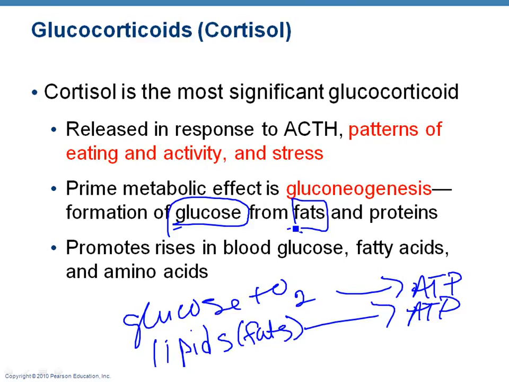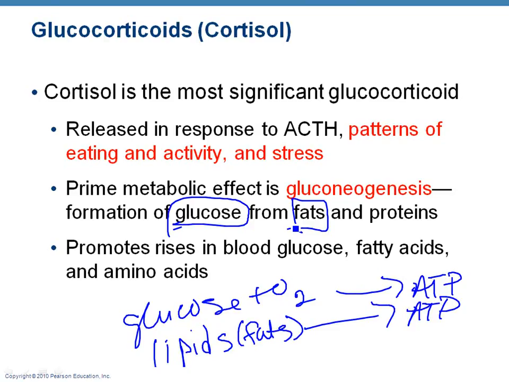This is to maintain the amount of glucose that you have in your bloodstream. This is obviously going to promote, if you have an increase in gluconeogenesis, you're going to have an increase in glucose in your blood. And then the fatty acids, as they're being turned into glucose, have to be released from the adipose tissue or adipocytes. So you have to be able to get it out. So therefore, you're going to have more fatty acids in your bloodstream to begin with before you can turn them into glucose and then eventually ATP.